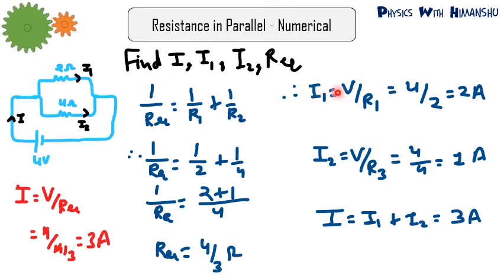Now I1 will be equal to V by R1 because V is equal to I1 R1. So I1 will be 4 by 2, that is 2 ampere. I2 will be V by R2, it is 1 ampere. So total current I is 3 ampere.